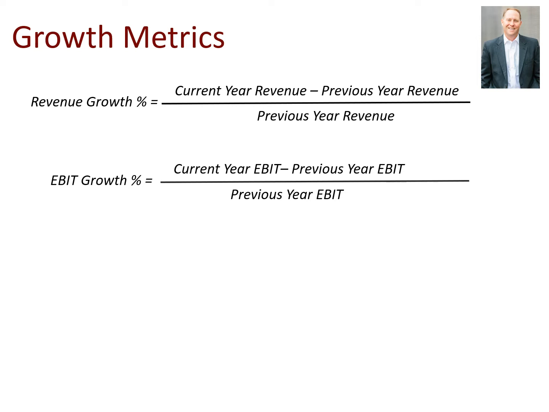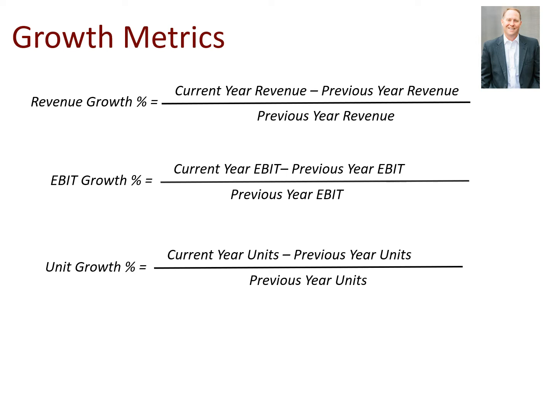Another factor to consider is what we refer to as unit growth percentage. Now, I'll just describe the formula, and then we'll come back and talk a little bit more about it. But basically, to calculate this, you have current year units minus previous year units divided by previous year units.